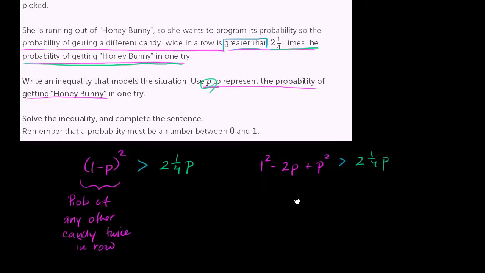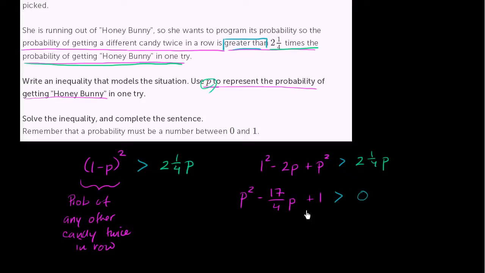Now let's see, if we subtract 2 1/4 P from both sides, we're going to be left with, and I'm going to reorder this, P squared. So you have minus 2P minus 2 1/4 P. So that's going to get us minus 4 1/4 P. Or let me just write that as 17 over 4 P plus 1 is greater than 0.